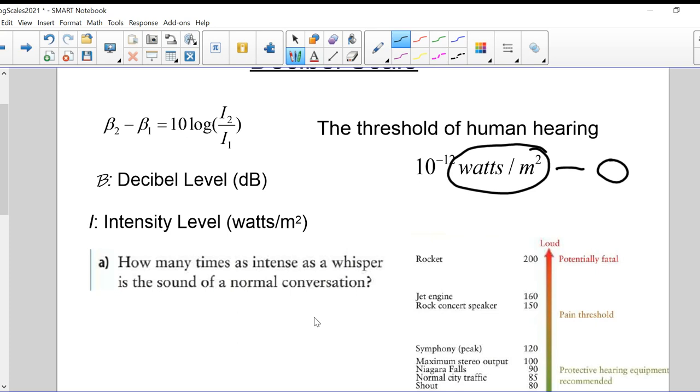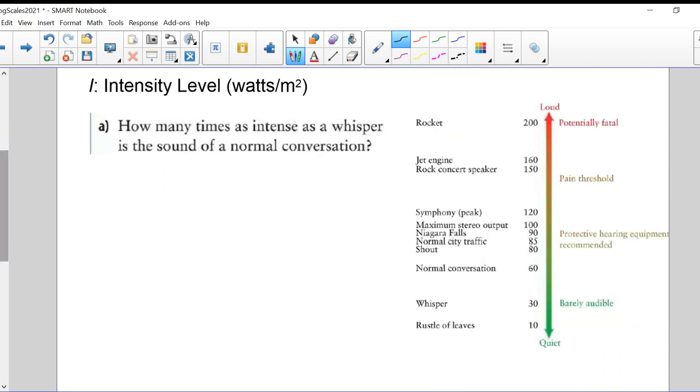When you're trying to say whether one is 10 times more, 100 times more, 50 times more, how does that compare when you put it head to head like that? So that's what the question is. How many times more intense is the sound of a normal conversation than a whisper? Well, let's go back to the chart and look at their decibel levels. What it says here is that a normal conversation is 60, and a whisper is 30.